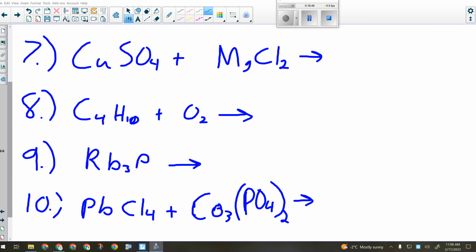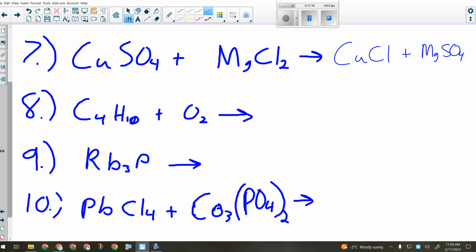All right, so for question number 7, what kind of reaction am I looking at? It's a double replacement reaction. They're both ionic compounds. Okay, in a double replacement reaction, the metals swap partners. Okay, so that means then that copper is going to end up with chlorine, and magnesium is going to end up with sulfate.